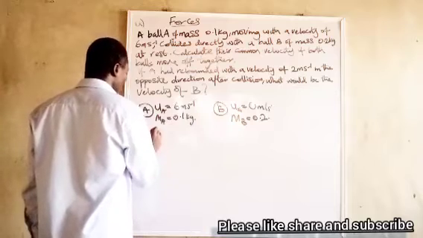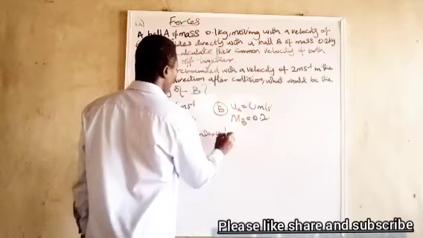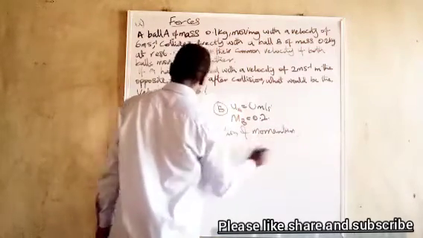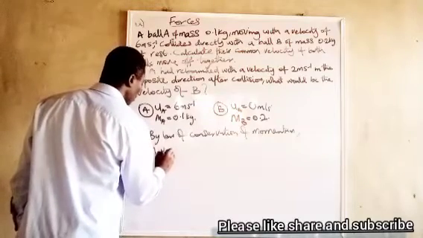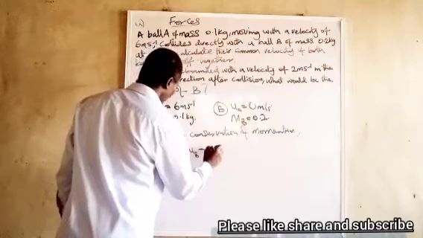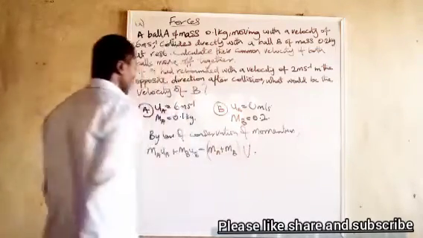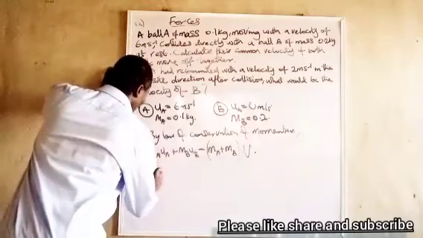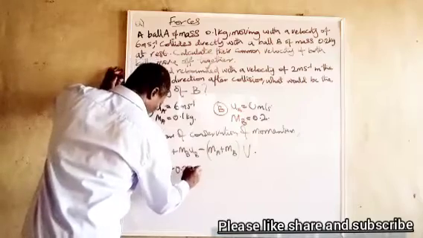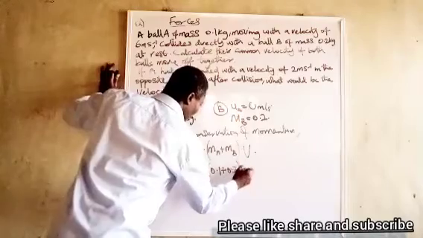So, by the law of conservation of momentum, m_A u_A plus m_B u_B will be equal to m_A plus m_B with their common velocity. What is m_A? 0.1. What is u_A? 6. What is m_B? 0.2. What is u_B? 0. m_A plus m_B, that is 0.1 plus 0.2, times V.